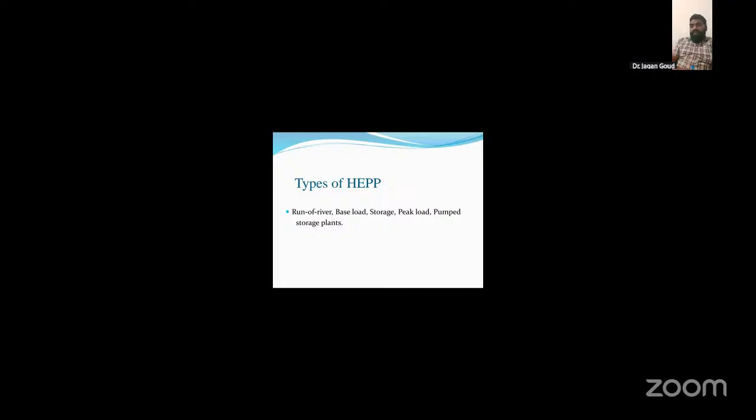Third one is storage, that means reservoir. Storage plants are reservoirs. What is the concept of storage? Water is stored in a reservoir during high flow periods, then released when electricity is needed. Features: a large dam and storage capacity, controlled release of water, can adjust output according to demand.